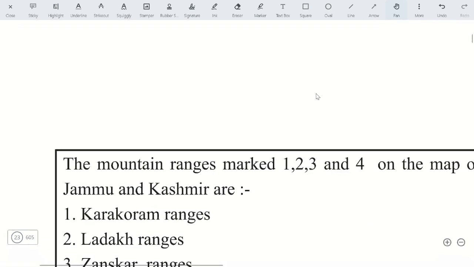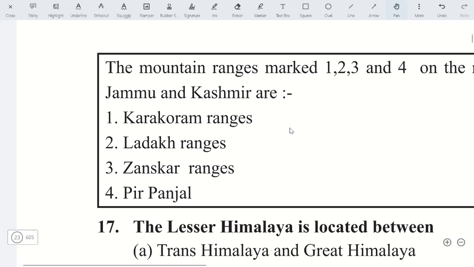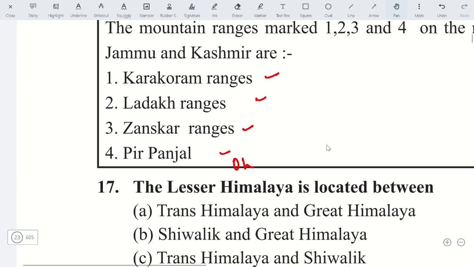The next question is here. If you remember the sequence from north to south, then you will also remember the south to north. Karakoram, Ladakh, Zaskar, Pir Panjal, Dhauladhar. See, so remember this sequence.